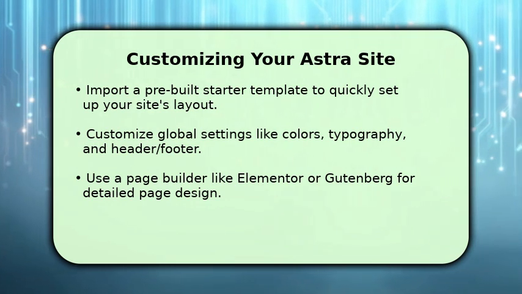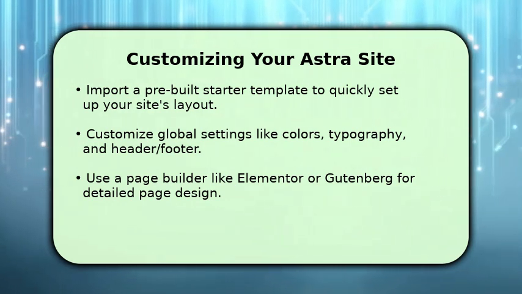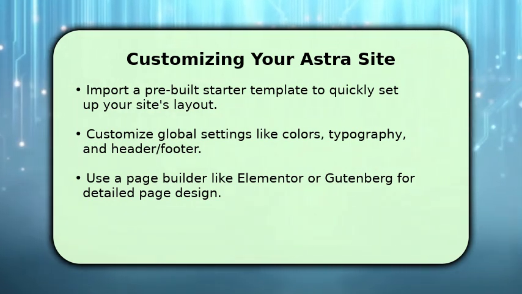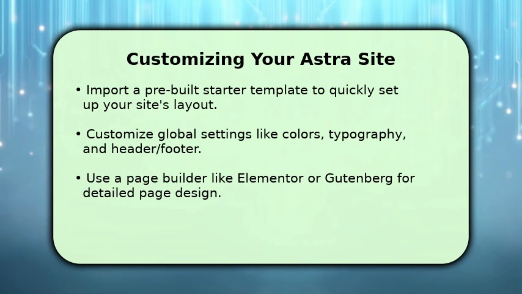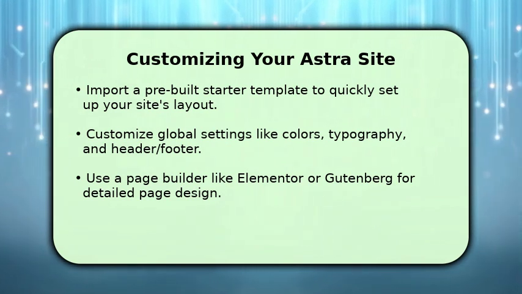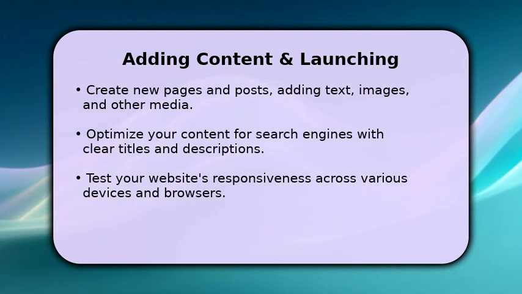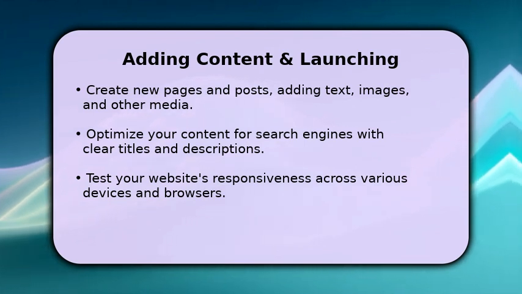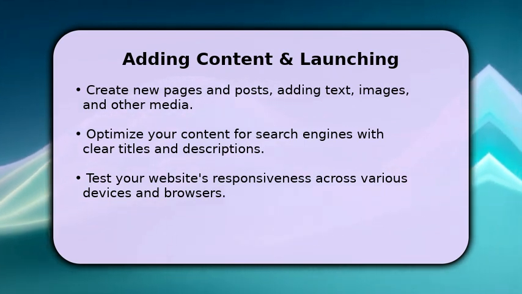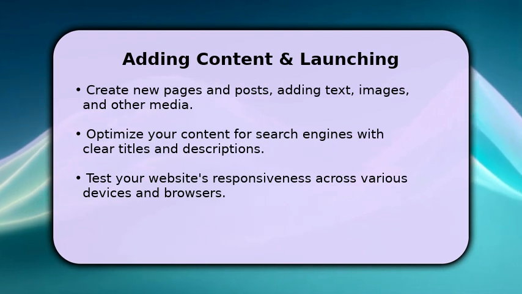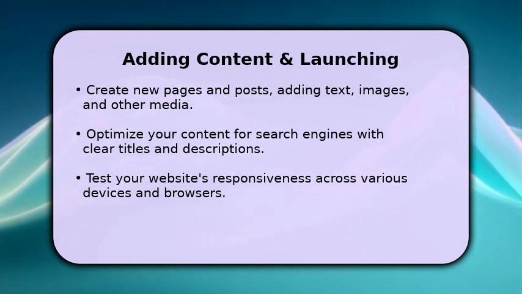For more detailed page design, integrate a page builder like Elementor, or use the native Gutenberg block editor to craft unique content sections. The next step is to populate your site with engaging content. Create new pages and posts, adding your text, images, and videos. Remember to optimize your content for search engines by using clear, keyword-rich titles under 60 characters.